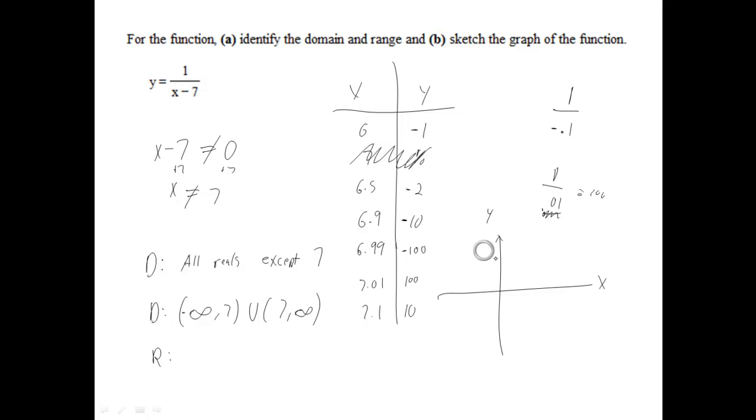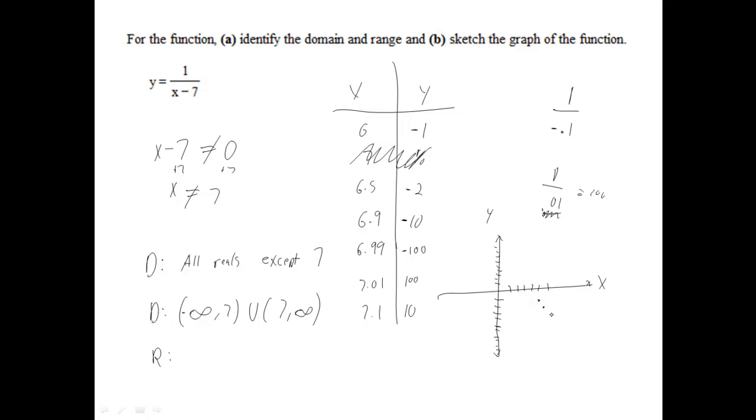I'm going to plot my points, 6, negative 1. I'm going to need my scale a lot bigger, because this goes all the way up to like 100, but let's just do 10. So I'm going to go 6, negative 1. And then if I go to 6.5, it goes all the way down to negative 2.